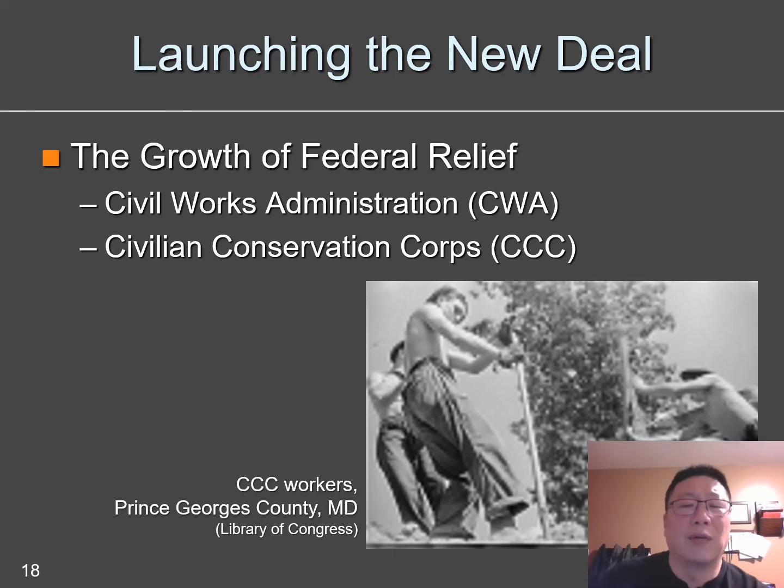Okay, the growth of federal relief. So the Civil Works Administration, there's a number of thousands of people out there that are willing to work but can't find work. And so what the government essentially does is it creates jobs for those people. It gets them building post offices, roads, libraries, government buildings, and it just provides jobs for folks to work at. They're willing to work, they just can't find work. Here the government builds work.